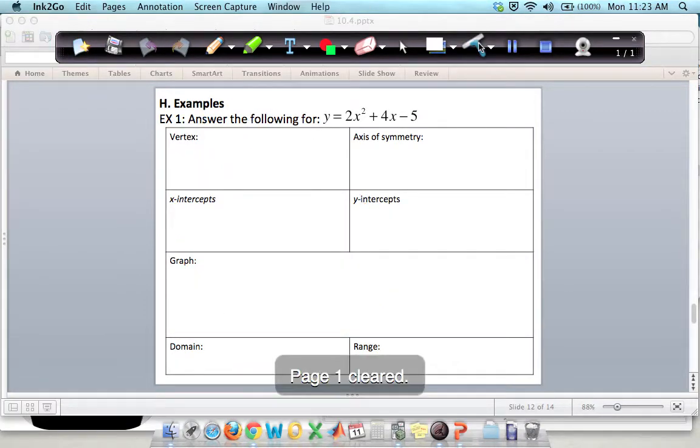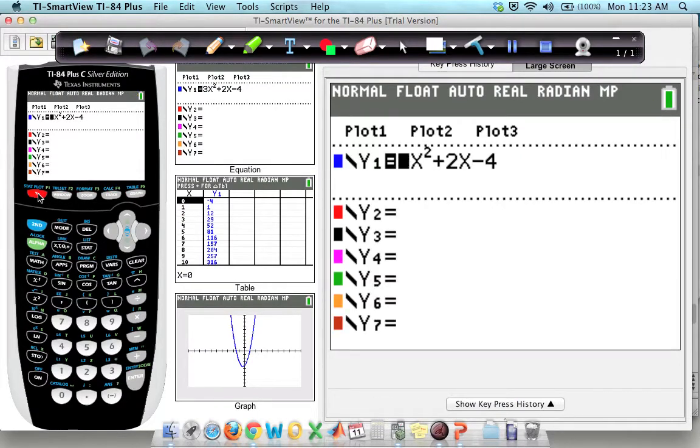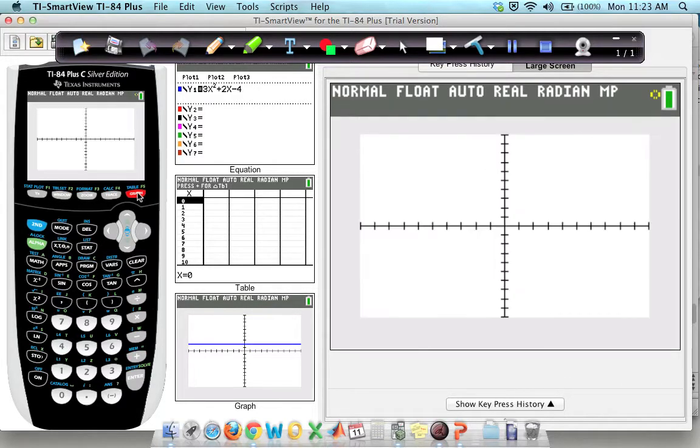Okay, so let's do all of this for one graph. Y equals 2x squared plus 4x minus 5. So we want to find the vertex. So I'm going to do this on the calculator. You could do it algebraically if you wanted to, but I'm going to go ahead and graph it. So hit y equals, I'm going to clear this out, and I'm going to graph 2x squared plus 4x minus 5 and hit graph. Okay, so this is very similar to the last graph we did, and now we're going to find that vertex. In this case, it is our lowest point.